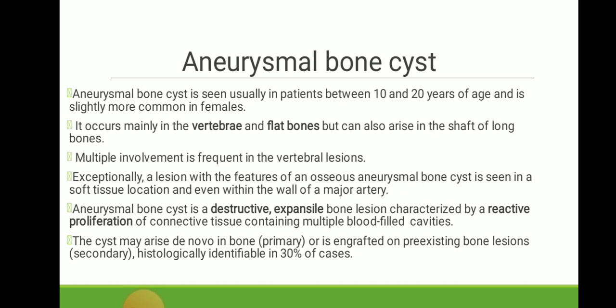Aneurysmal bone cyst is a destructive expansile bone lesion characterized by a reactive proliferation of connective tissue containing multiple blood filled cavities. The cyst may arise de novo in bone, that is primary, or in engrafted or pre-existing bone lesions, that is secondary, histologically identifiable in 30% of the cases.